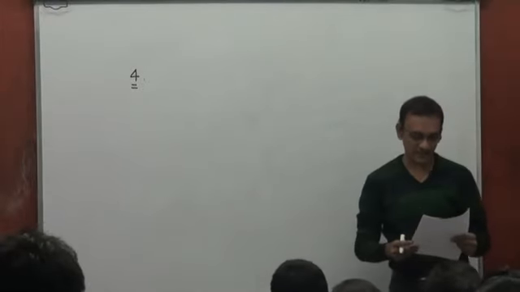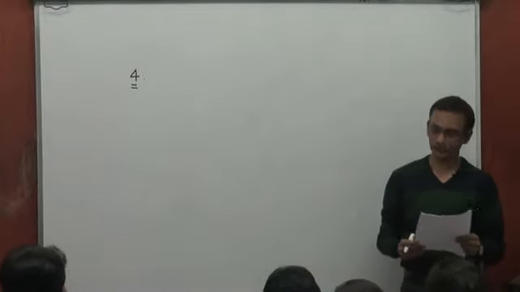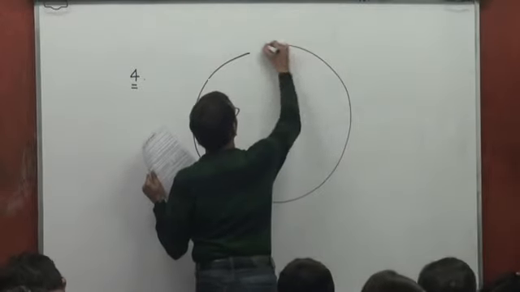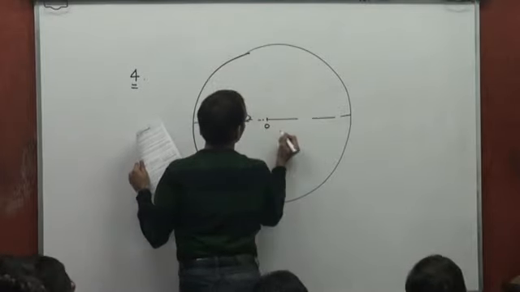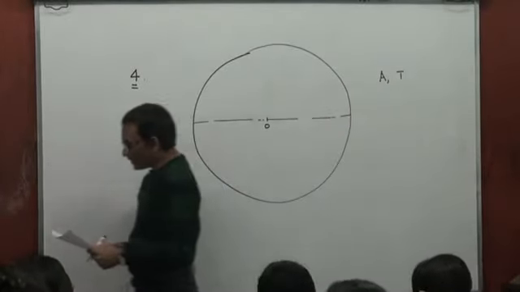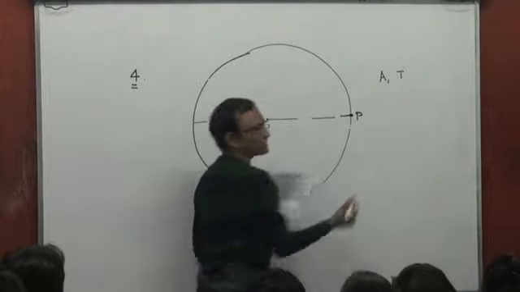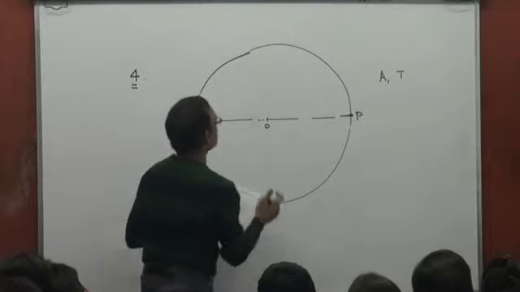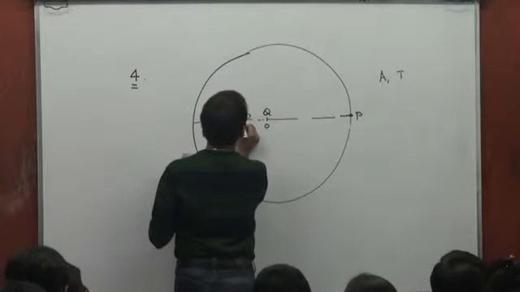Two bodies execute SHM with the same amplitude A and time period T. This is the line of oscillation, with amplitude A and time period T. When one of the blocks is located at the right extreme, say P is located at the right extreme, the other is located at the equilibrium position. So Q is located at the equilibrium position and is heading leftwards.